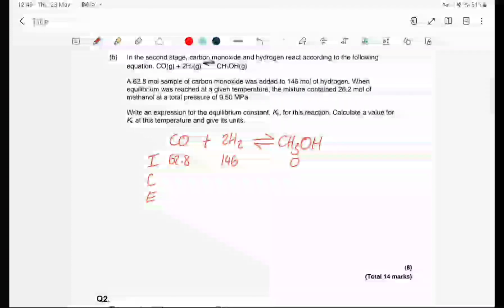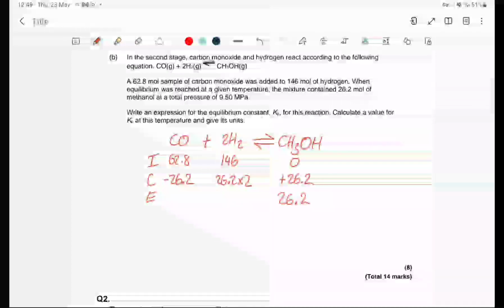And then we're told the equilibrium mixture contains 26.2 moles of methanol. That means the methanol went up by 26.2 moles. The carbon monoxide went down by 26.2 moles, and the hydrogen went down by 26.2 times 2 moles. This means that we end up with 36.6 moles of carbon monoxide and 93.6 moles of hydrogen.